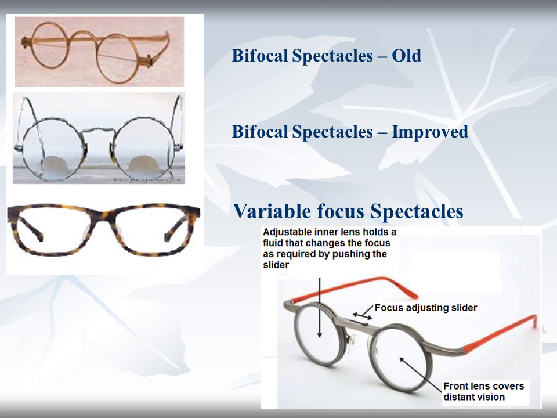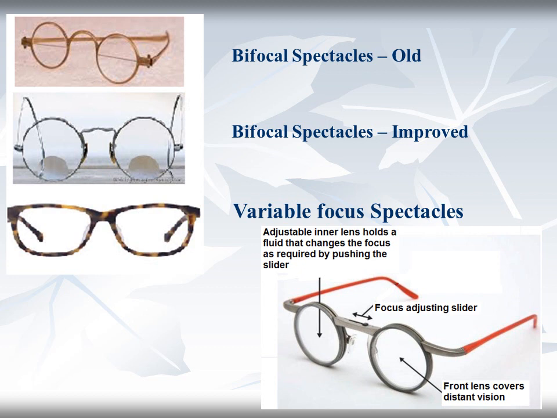Now, coming to an example of different types of design. As you can see in the figure, these are the different stages of improvement in the spectacles. As you can see in the first figure, it is the old version of a spectacle, which is called bifocal spectacles. And an improved version is called bifocal spectacles improved, which is shown in the second figure.